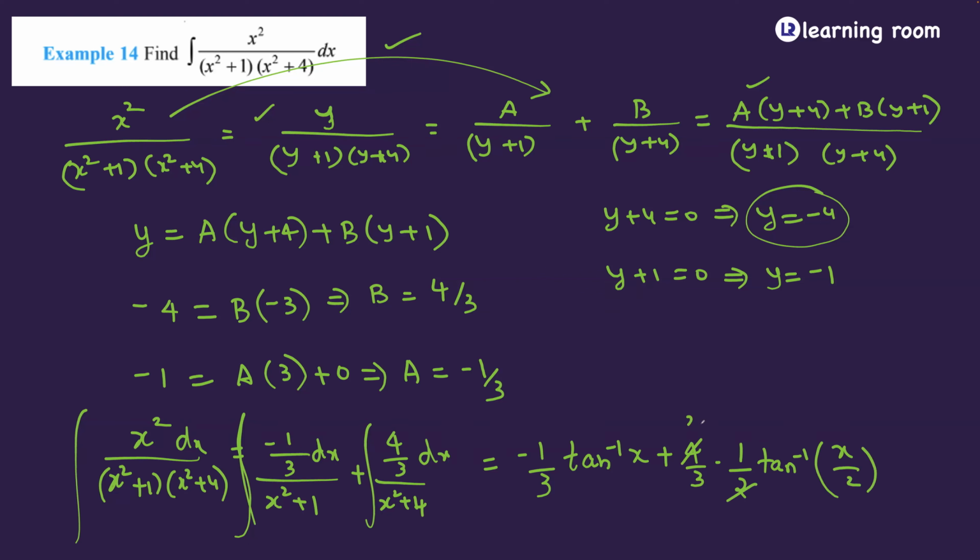So 2 will cancel this 4 two times. So the answer is going to be minus 1 by 3 tan inverse x plus 2 by 3 tan inverse of x by 2 plus c. So this should be the final answer. Is that clear? So check the answer once. Matching? Okay.